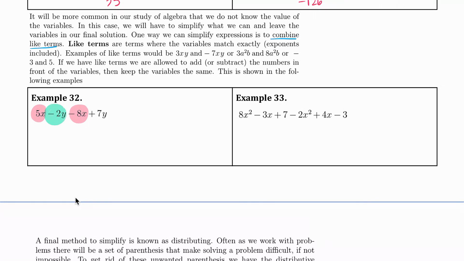This and this are going to be like terms. So if we combine them, 5x minus 8x gives me -3x. -2y plus 7y gives me a positive 5y. So this is all we can do. We don't know the value of x and y, so we can't substitute values, but we can simplify it a little bit by combining like terms.